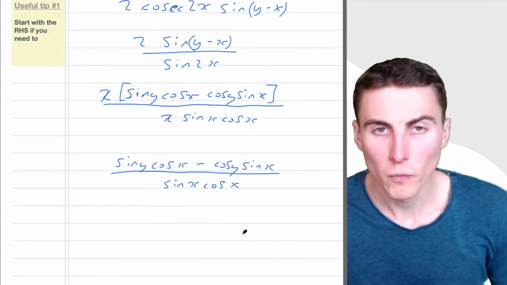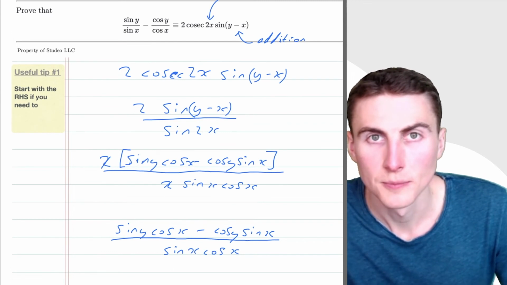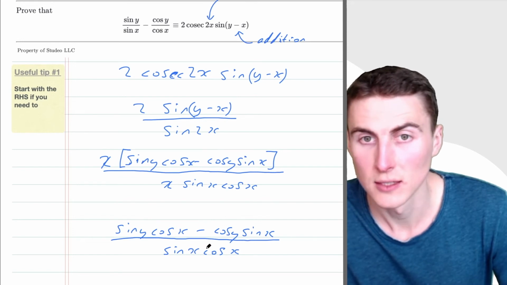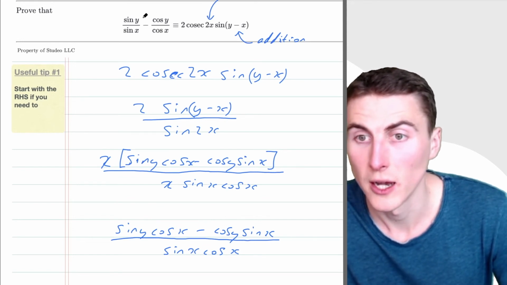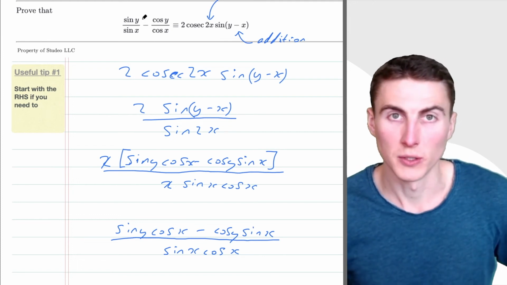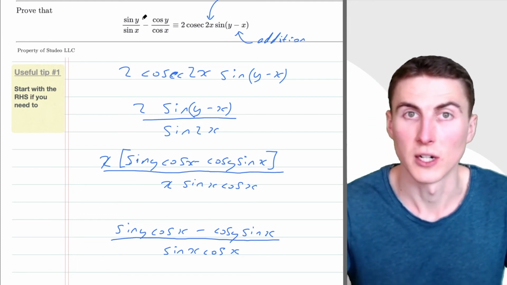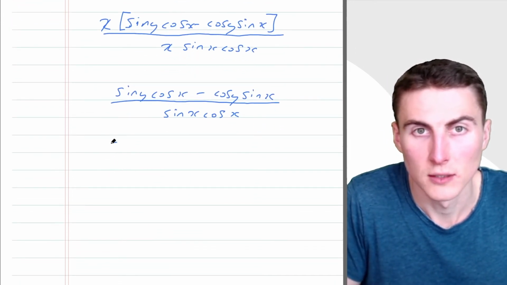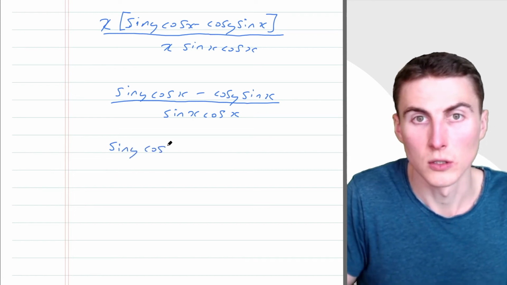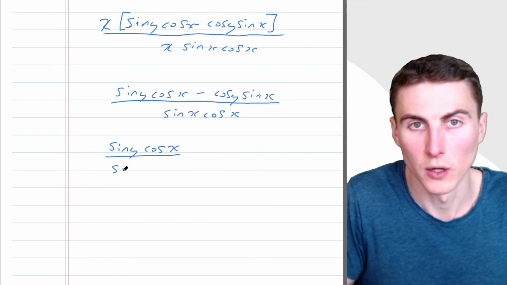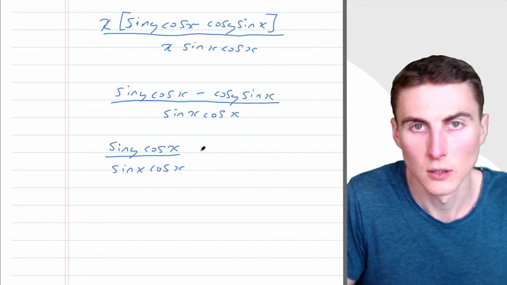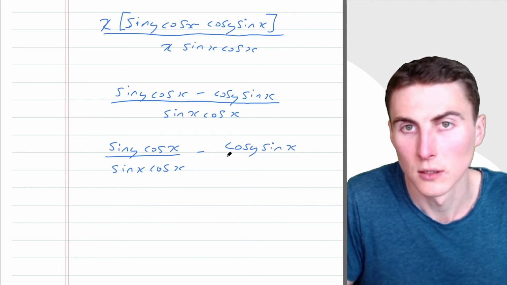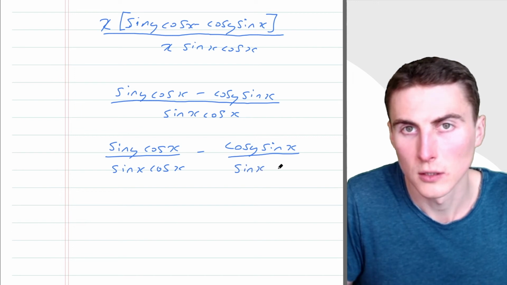All right. So we now need to get from here into this. There's nothing that I can simplify from the top and the bottom yet. But looking at this left-hand side, I'm going to have to split it into 2 fractions at some point. So that's what I'll probably do now. That's going to mean that we get sine y cos x over sine x cos x, minus this bit here, cos y sine x, over sine x cos x.